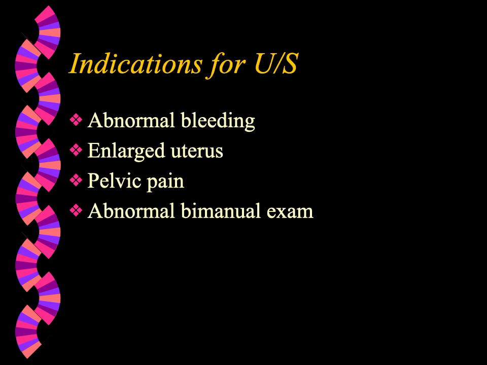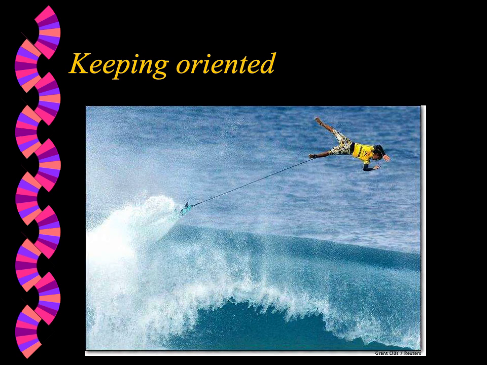Some of the indications for ultrasound include abnormal bleeding, an enlarged uterus, pelvic pain, or an abnormal bimanual exam. So let's get started with transvaginal ultrasound. The trickiest part is keeping oriented. It's kind of like the image here where as you're up in the air, you don't know which way is up, which way is down, and you hope that you're going to land on your feet.